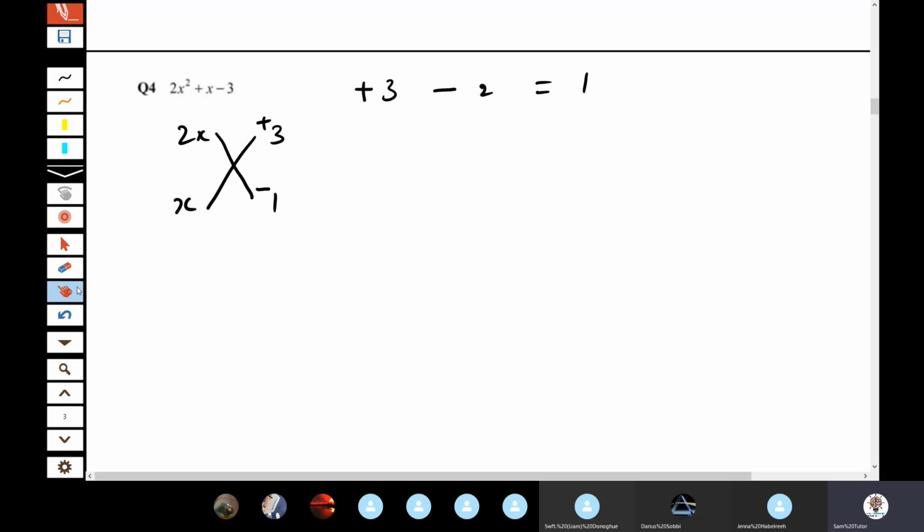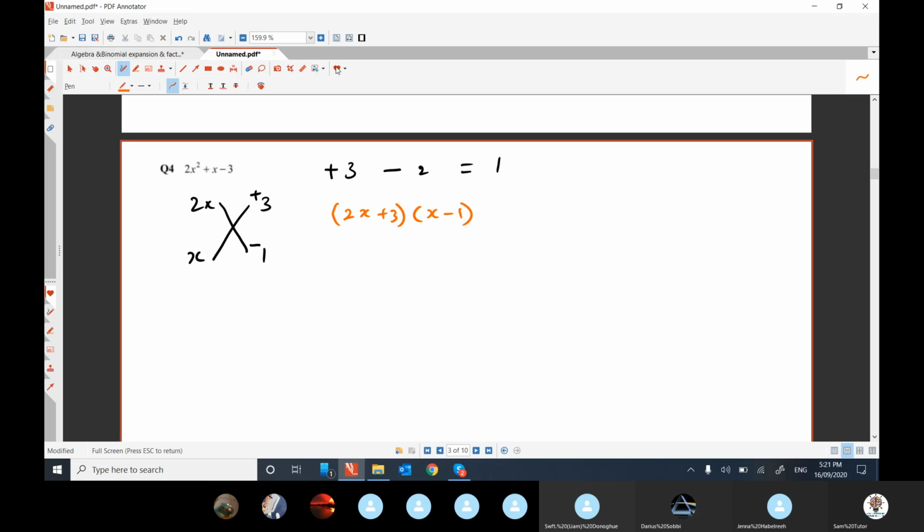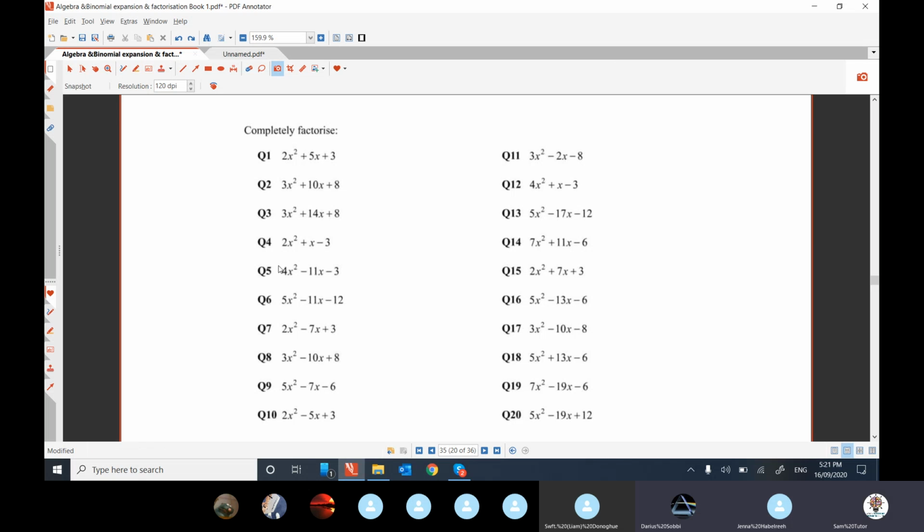And then double check. What's 3 times negative 1? That's negative 3. That's positive 3, take away 2 is positive 1, and everything's looking good. So, answer, Jenna? Bracket 2x plus 3. Yep. And bracket x minus 1. Do you want to do another one, or are you feeling comfortable with that? Could I do another one, please? Yep, let's go. Let's do another one.